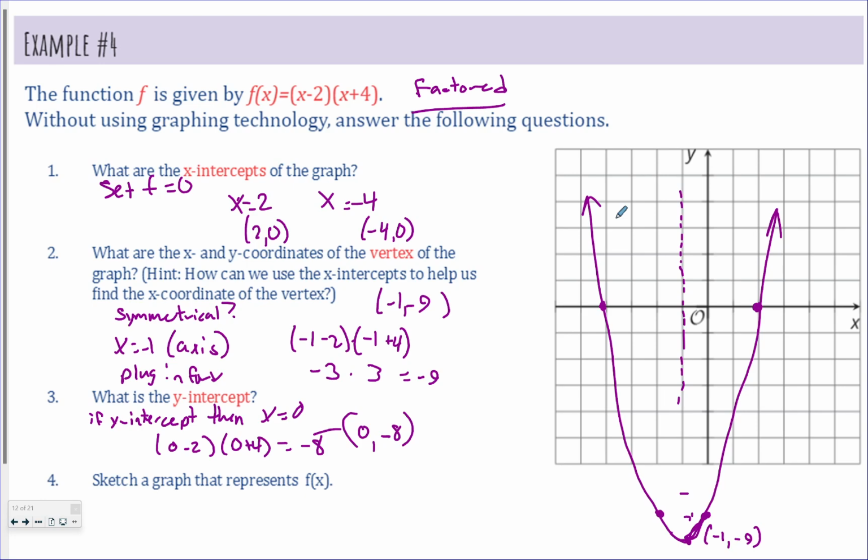So here, find the x-intercepts first. Finding the y-intercept and finding the vertex can be done in any order. Actually, any of these could really be done in any order. Although the intercepts are probably the easiest to find first because it's in factored form.